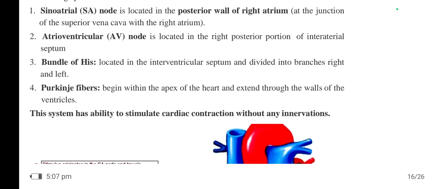SA node, that is sinoatrial node, is located in the posterior wall of the right atrium, at the junction of the superior vena cava with the right atrium.